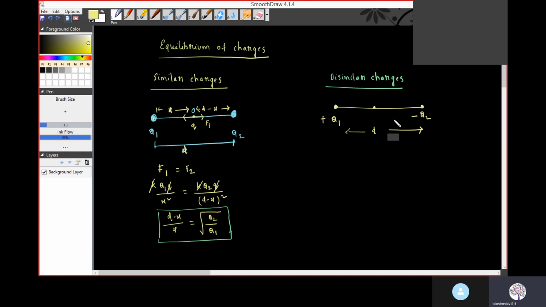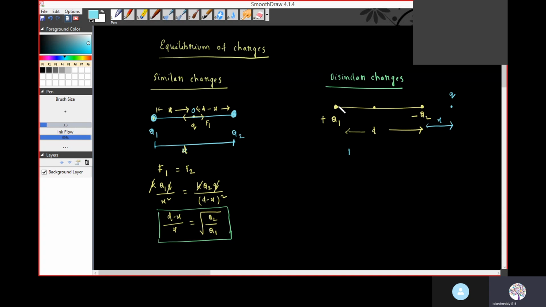So what I do is consider a point which is outside. The test charge is always positive. Even if you take a negative charge, you won't get it in between. So here we take this as q, and the distance from here is x.